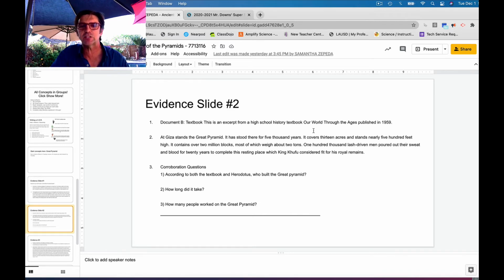This is an excerpt from a high school history textbook, Our World Through the Ages, published in 1959. So keep in mind, that's a long time ago, almost 60 years ago. So let's see what that textbook said.